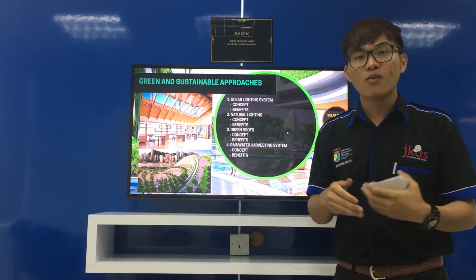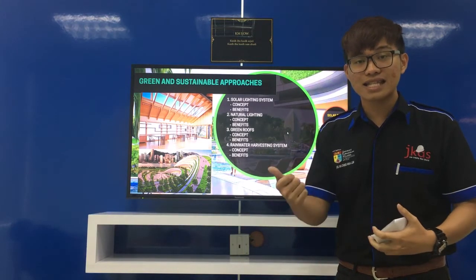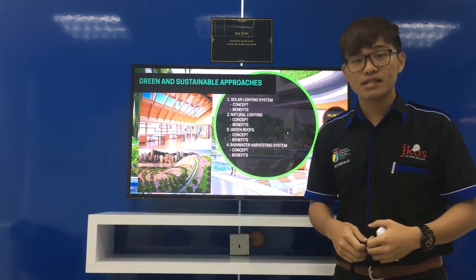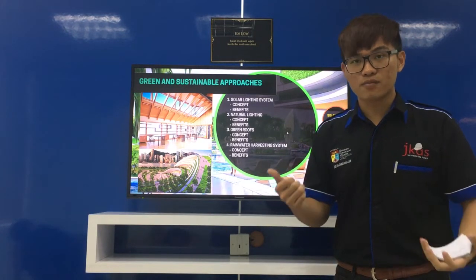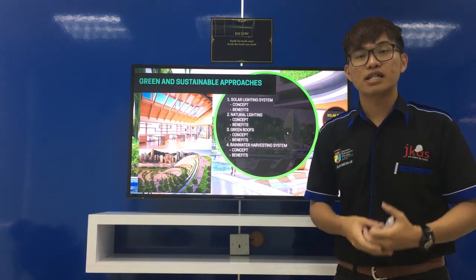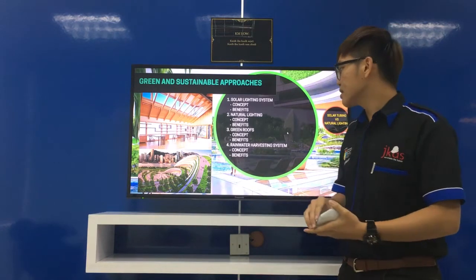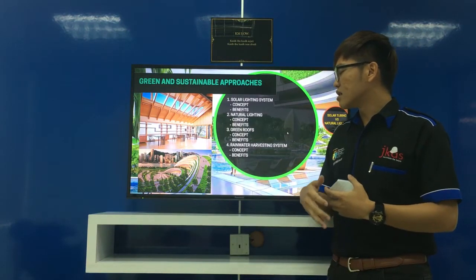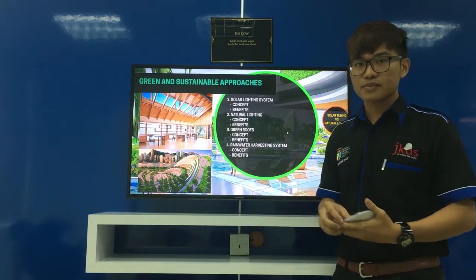Before we go to the next system, allow me to ask a question. Do you guys know what is the difference between the natural lighting and the electricity lighting? The answer is the natural lighting you don't have to pay, but you have to pay for the electricity lighting. So, go to the next system, which is the green roof system.